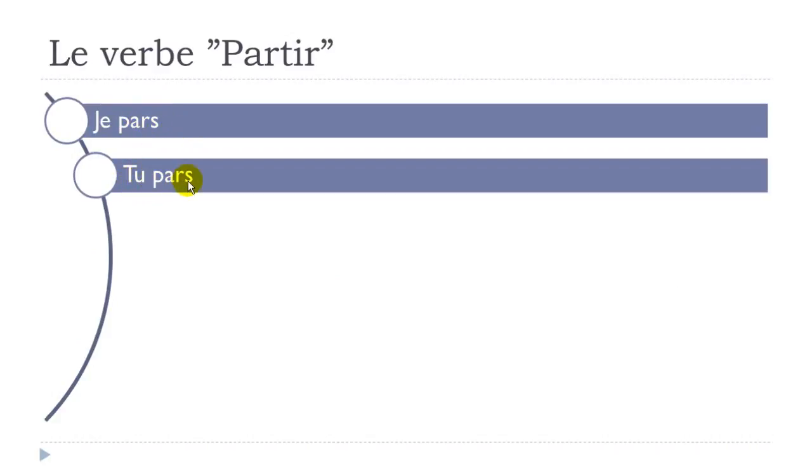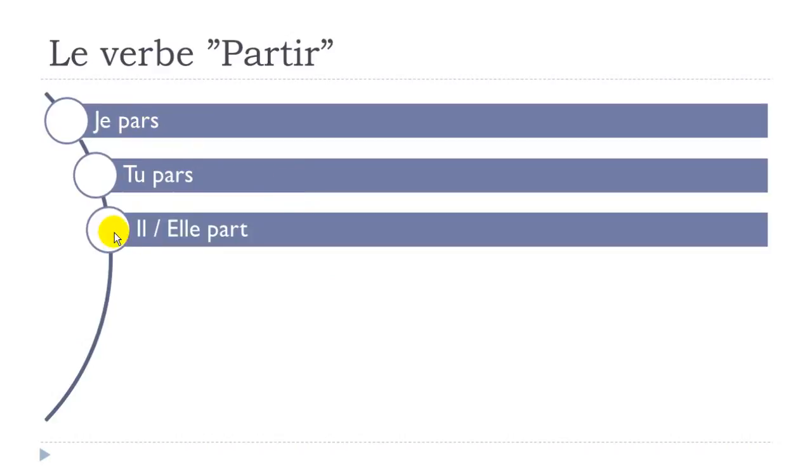Tu pars. Same form, you can see here and here. So final S not pronounced. Tu pars. Il, elle, part. Final T not pronounced. Il, elle, part. Okay? So you can see that it's part, part, and then part.